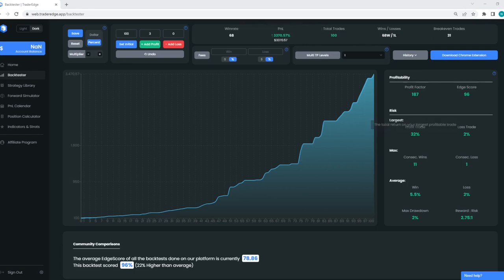Our largest profit trade was 32%, and our largest loss trade, which is the only loss trade at the beginning that we got, is 2%. So our maximum drawdown is 2% as well. And our average risk reward ratio is 2.75 to 1, which is quite good, I think. And yeah, I would like to get your opinion now about this strategy.